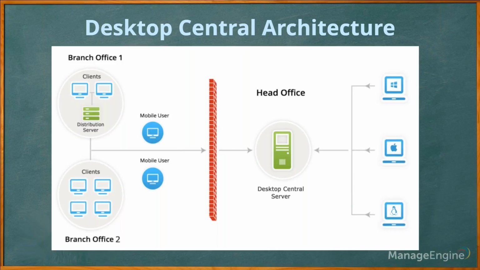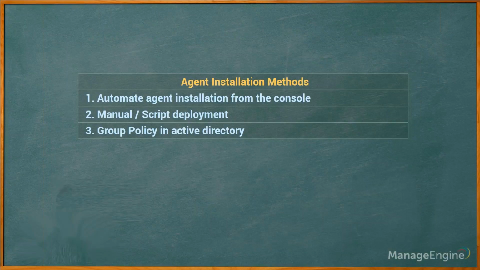Agents can be installed in multiple ways. Here are the 3 ways. From the console, you can push the agent to the client machines, or you can download and install the agent manually. Also, you can install agents using a Windows GPO startup script. If you are using Active Directory in your Windows network, you should be able to leverage that here for deploying the agent.